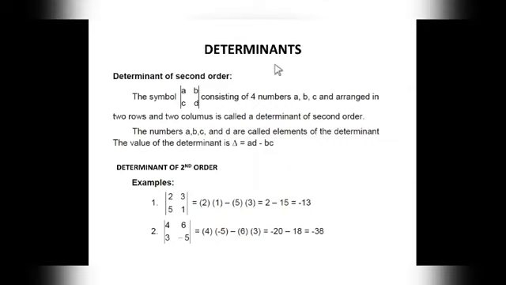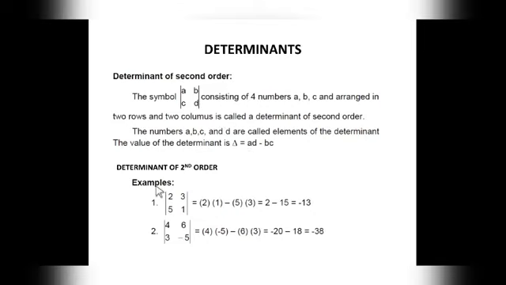Now, determinants. Determinants is the fixed value associated with any matrix. Determinant of second order. I have taken here the general form of the determinant of order 2. Now, the value of this determinant is AD minus BC. This will give the value of the second order determinant.